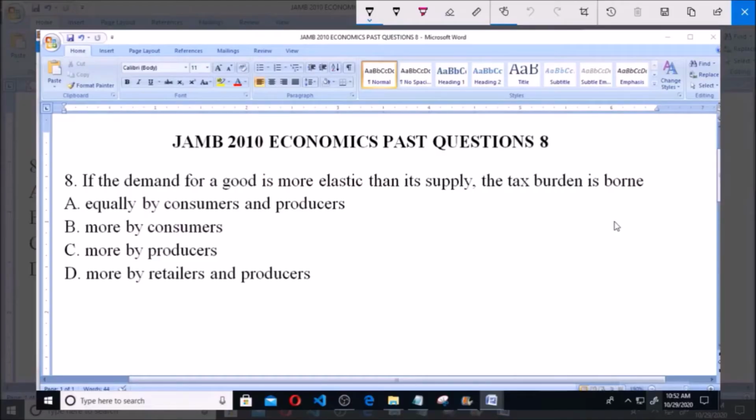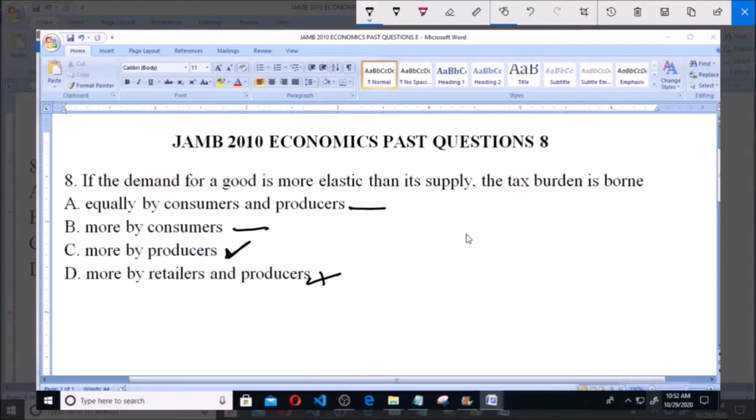Economics past question, question number 8. If the demand for a good is more elastic than its supply, the tax burden is borne by: A, the producers and consumers; B, mostly by consumers; C, mostly by the producers; and D, more by retailers and producers.